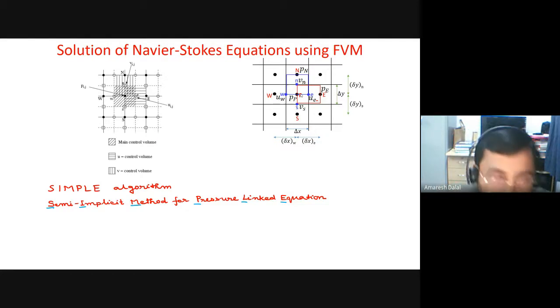So SIMPLE stands for Semi-Implicit Method for Pressure Linked Equations, proposed by Patankar, and it is used in ANSYS Fluent software and any other commercial software.